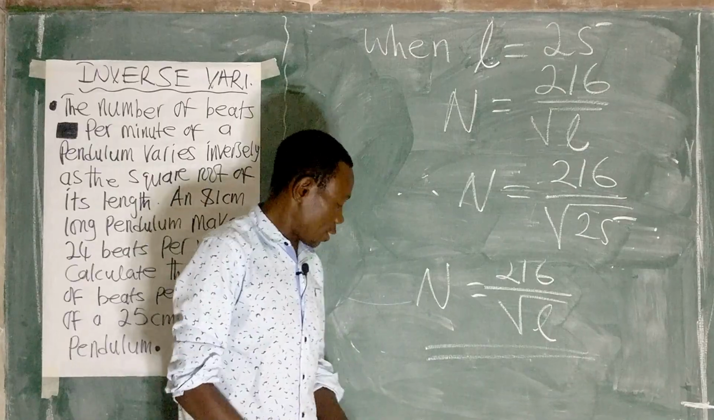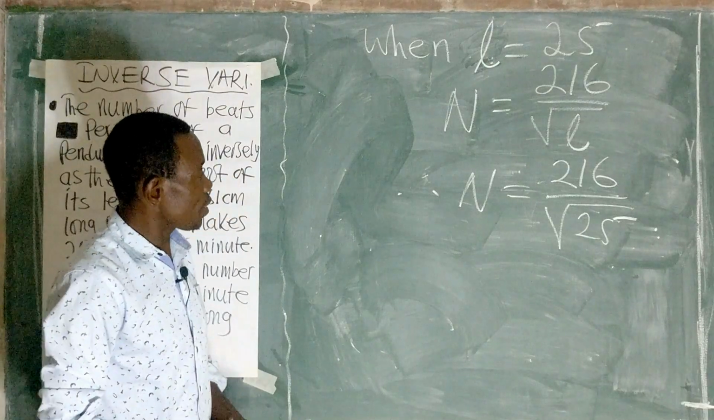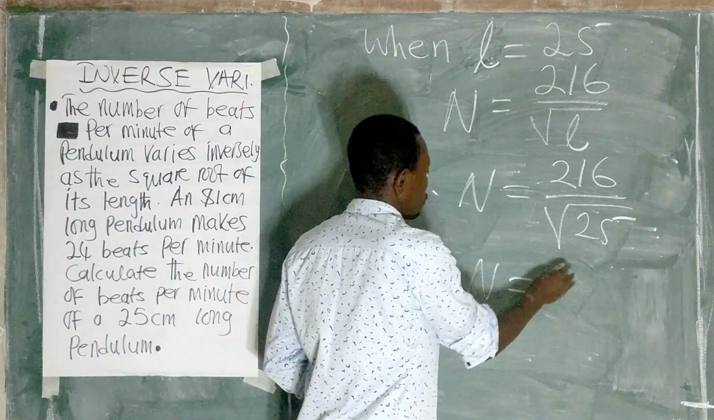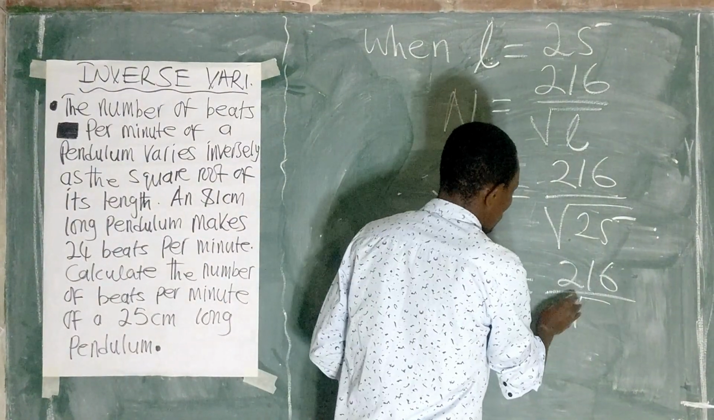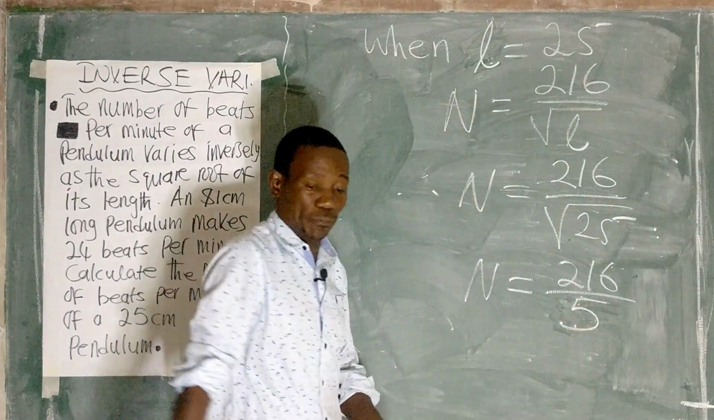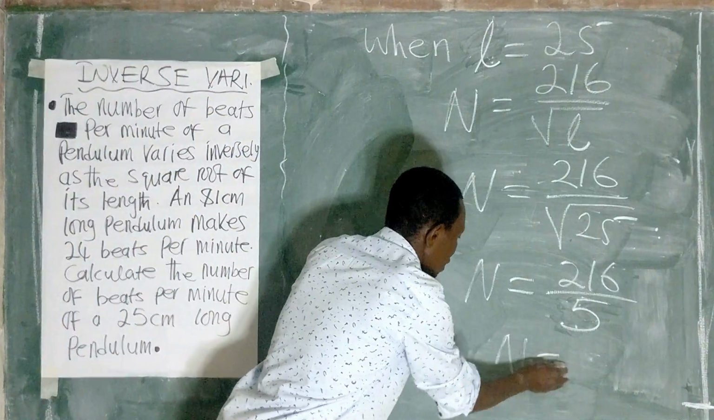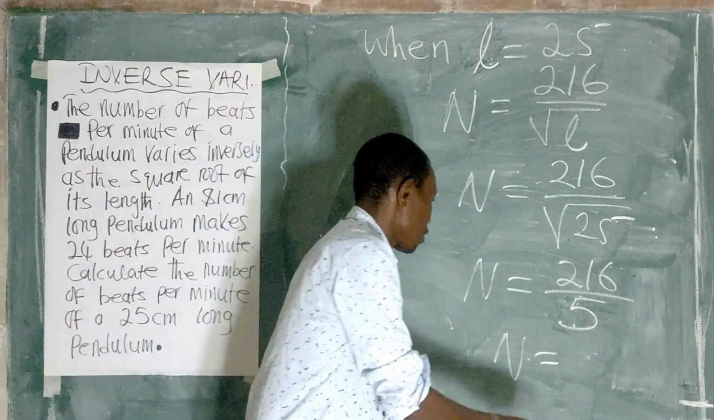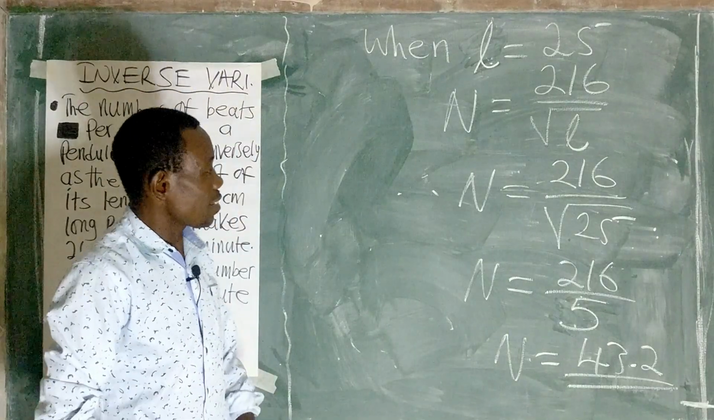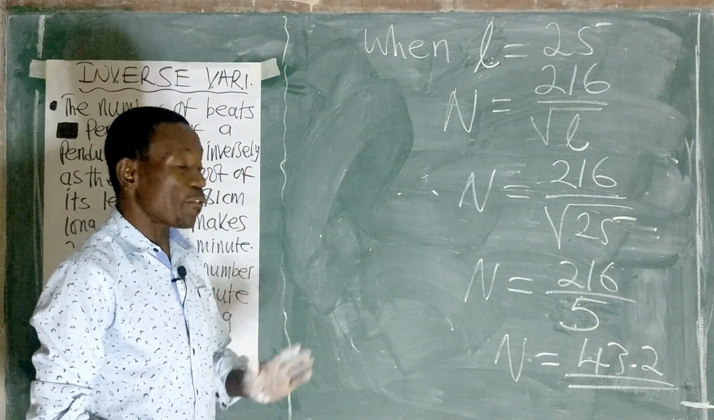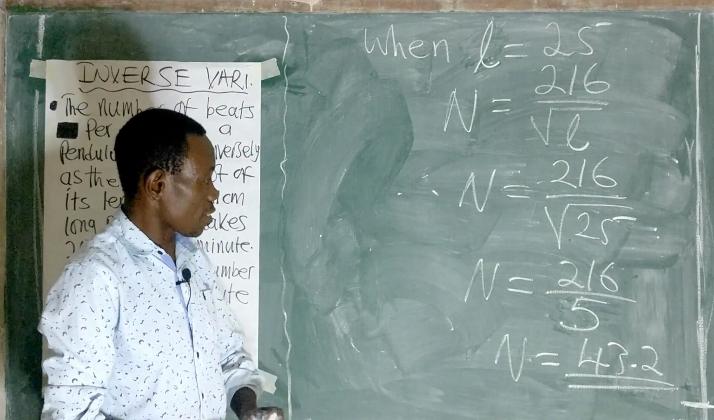25. Right. So the value that I'll get from this stage will be n is equal to 216 divided by square root of 25, which is equal to 5. So here I'll write 5. And when we divide 216 by 5, our n turns out to be 43.2 bits. Right, so that's the number of bits. Those who take physics know what it means by 43.2 bits in this case.